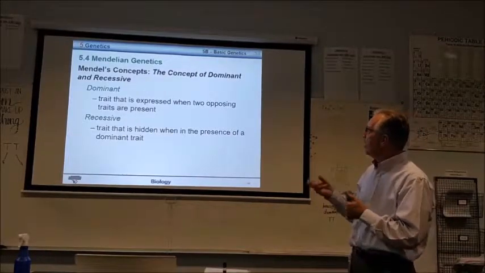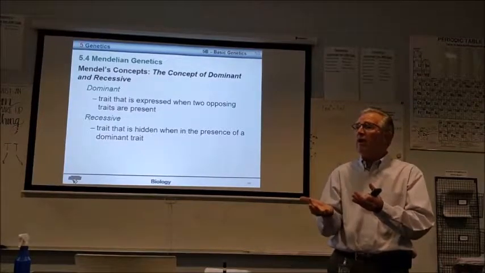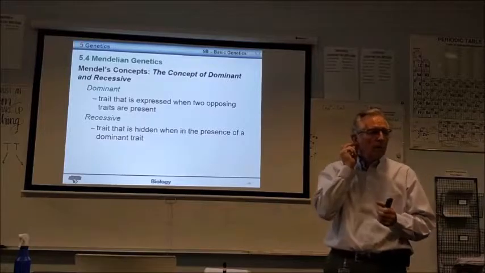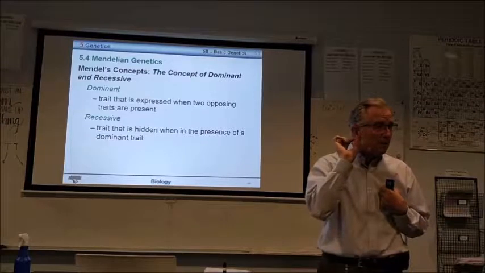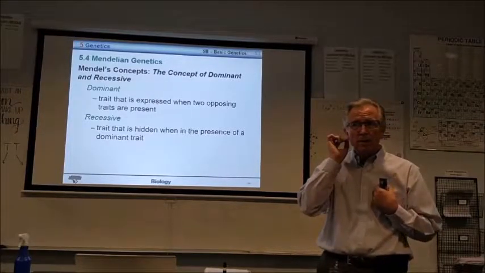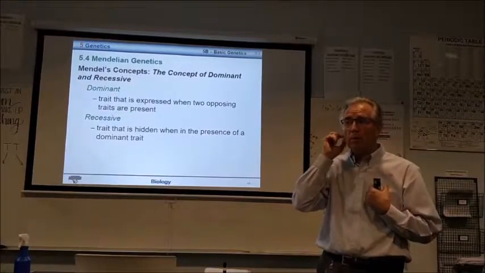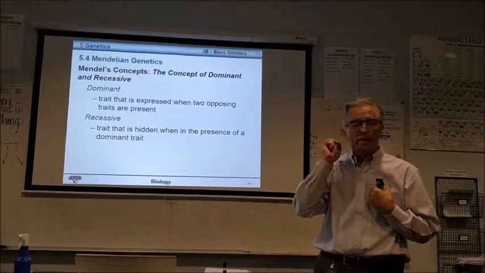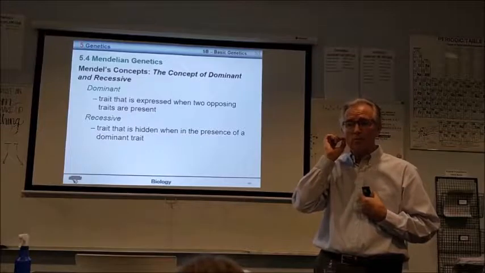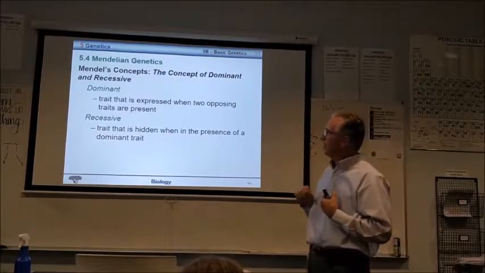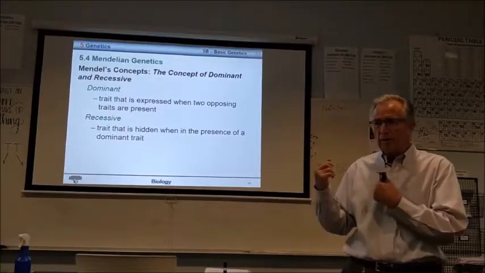Dominant means it's a trait that if two opposing traits are there, it will be the one that shows up. Now, in our human pedigree, we're doing the one about earlobes. So an unattached earlobe is a dominant trait. Why? Because I look around the room and more of you have this than anything else. Okay? So it's typical of a dominant trait. That means the one that shows up most often. The recessive trait is hidden and only can show up under certain circumstances that we'll cover in a little bit.